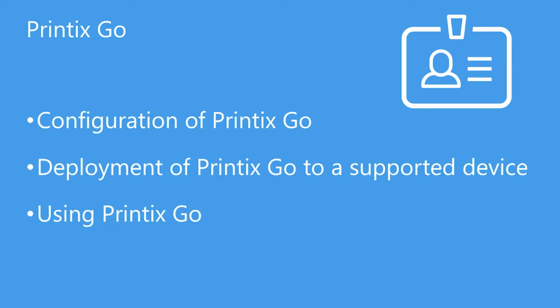Printix Go supports ID and PIN release at the printer and also supports card authentication, so your employees can swipe their employee pass or their building access pass to release their documents securely while they stand in front of the device. During this video we'll talk about the configuration of Printix Go, how to deploy it to supported devices, and how to use Printix Go.